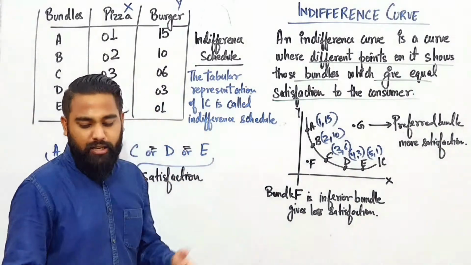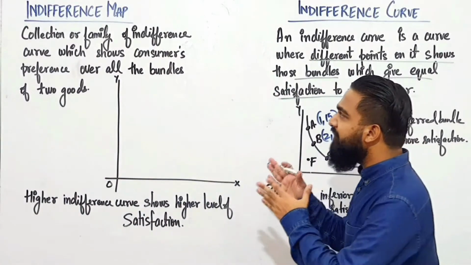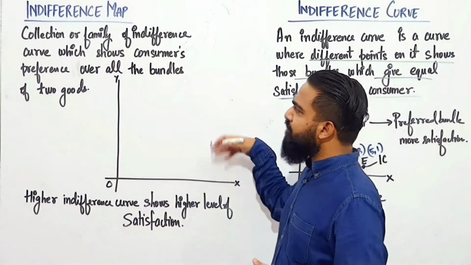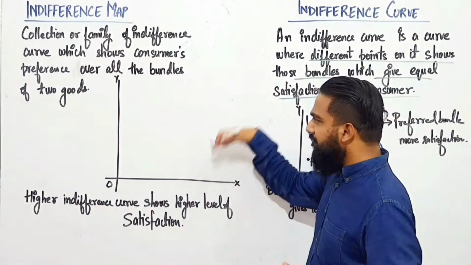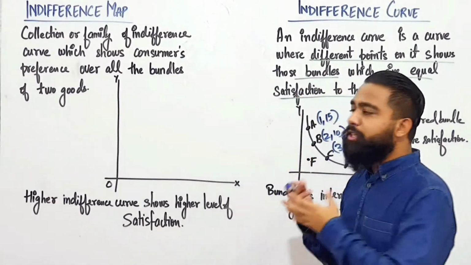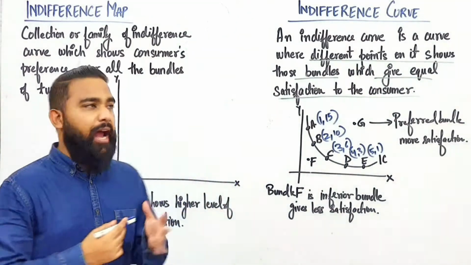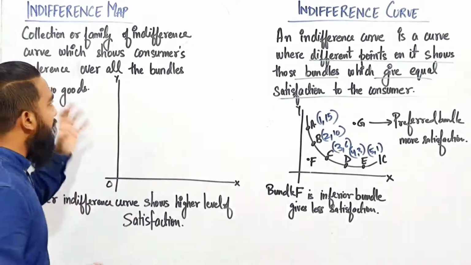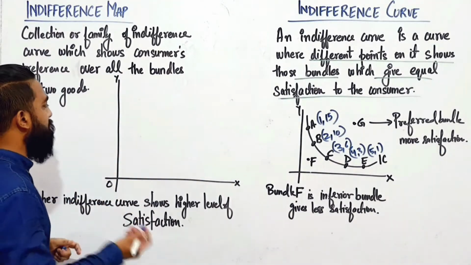Now students, let's come to the next point. The next topic is indifference map. Now what is indifference map? Basically it is the collection or family of indifference curves. In a graph where there are different indifference curves which are showing the consumer's preference over the bundles of two goods, then that graph or that collection of indifference curves will be known as indifference map.